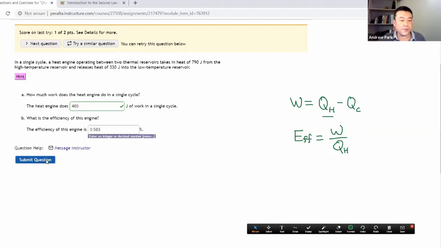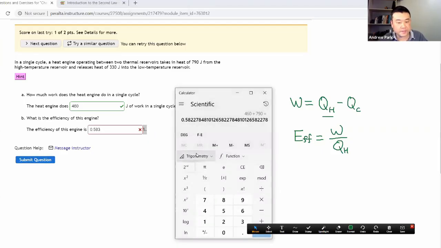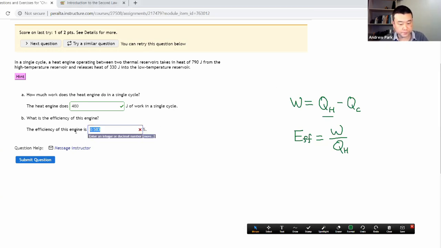The reason for that is it asks for the answer in percent, and this is the answer in decimal or fraction. So to get the correct answer in percent, you have to multiply this by 100. I kind of look at the percent symbol as a unit, meaning 0.01. So, okay, it should be 58.2. All right. Yeah, that's the efficiency of the engine.